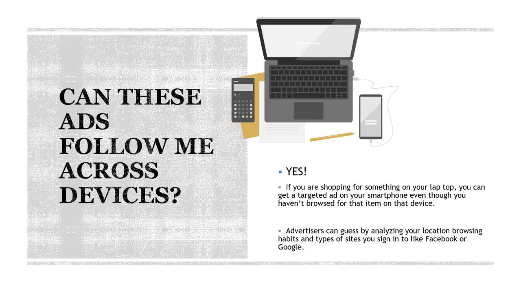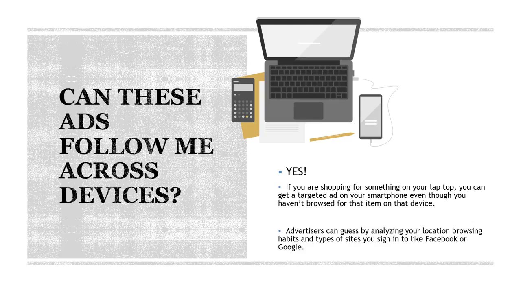So can these ads follow me across devices? So if I was looking up something on my computer, can I have that same ad on my phone? And the answer to that is yes. And this is the crazy part. So say you're shopping for something on your laptop, and you get an ad for the same item on your phone, and you haven't even looked at that item on your phone. So what happens is the advertisers guess by analyzing your location, your browsing habits, and the type of sites that you sign into, and that's where the ads are generated from. And that's how you can have an ad on something because of location services.